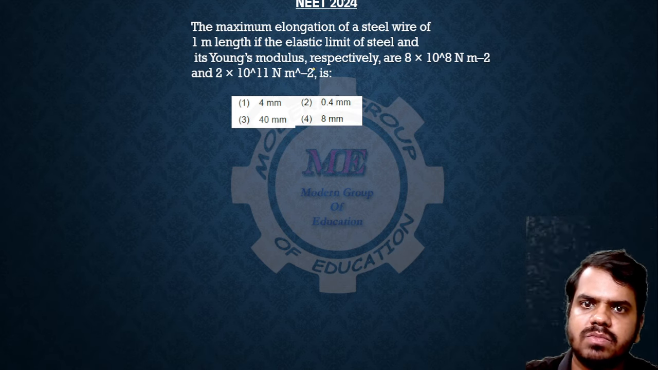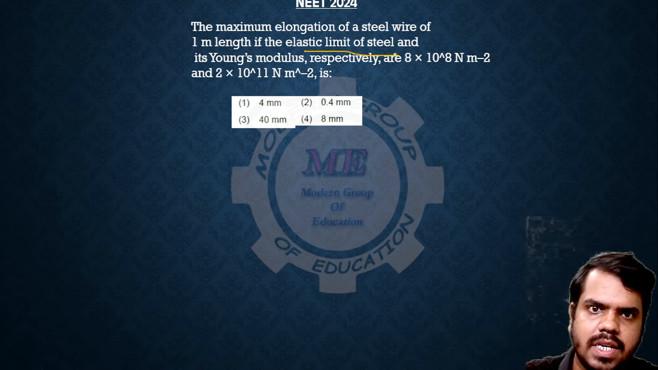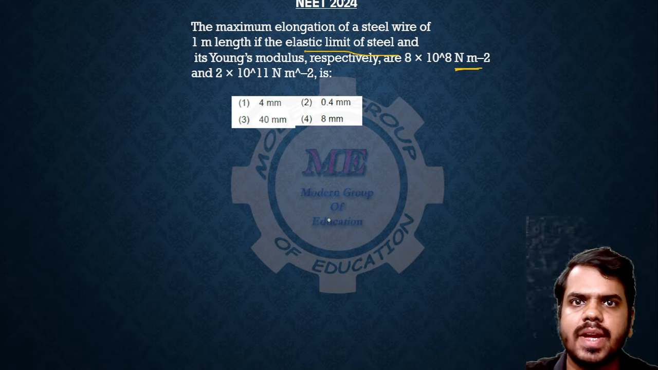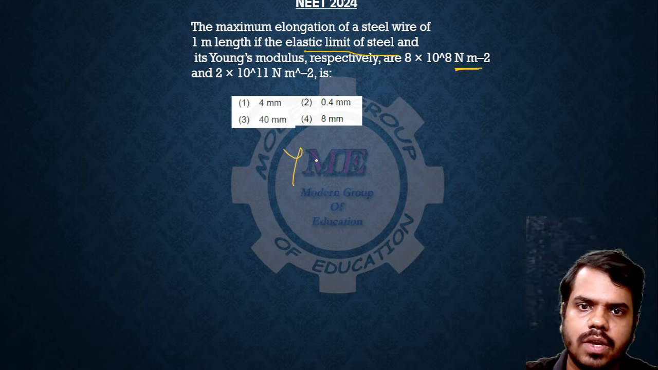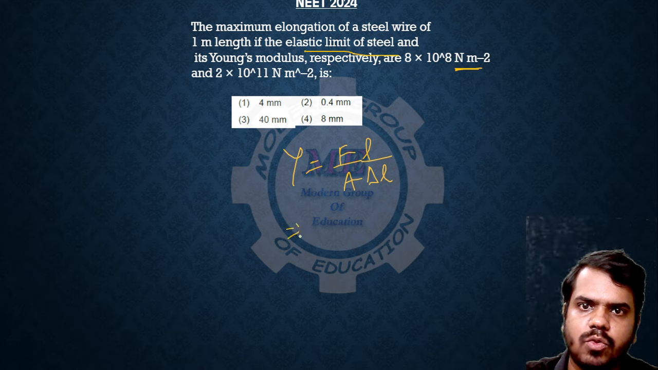The maximum elongation of a steel wire of 1 meter length with the elastic limit of steel and Young's modulus are this. Here you have to notice that this is the elastic limit of steel. That means the unit is in Newton per meter square. That means this is force by area, that means pressure. Okay, so Y equal to F by A into L by del L. So you have to find the del L.